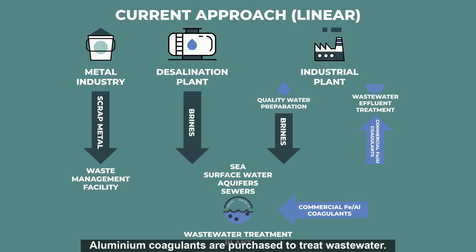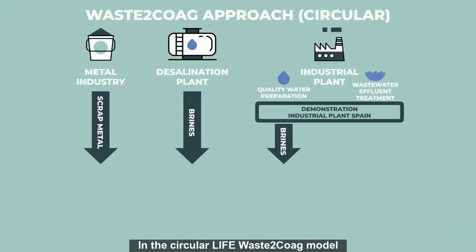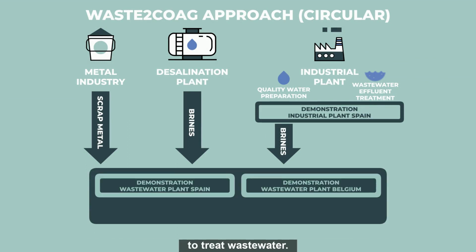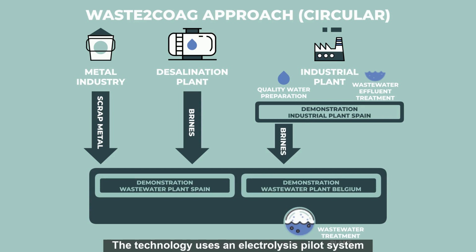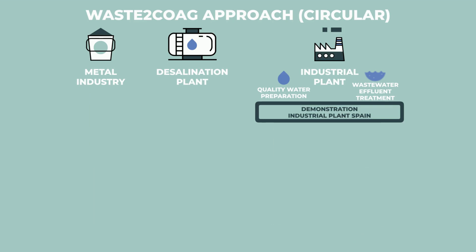to treat wastewater. In the circular LIFE Waste2Coag model, brines and metal waste are used to produce coagulants to treat wastewater. The technology uses an electrolysis pilot system, or ELS, to produce the coagulants. The coagulants produced can be used in situ at urban and industrial wastewater treatment plants.